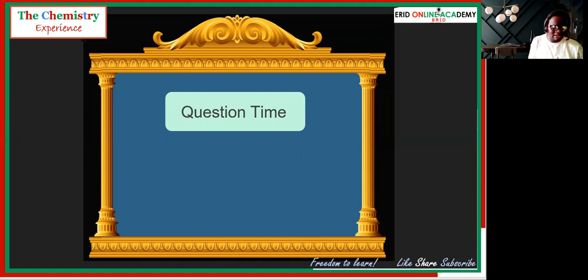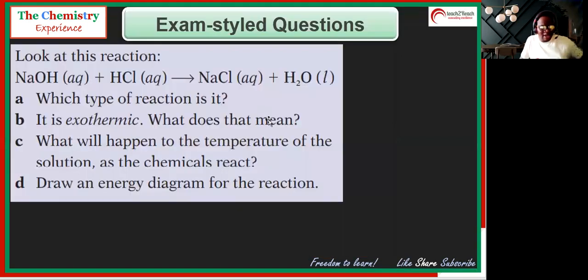So let's look at this one. Look at this reaction. Which type of reaction is it? Who is answering the question? Who wants to help us? Which type of reaction is this? Yes, chorus answer. It is an exothermic reaction. It's an exothermic reaction, okay? If you look at your B, the B part, they told us it's an exothermic reaction.